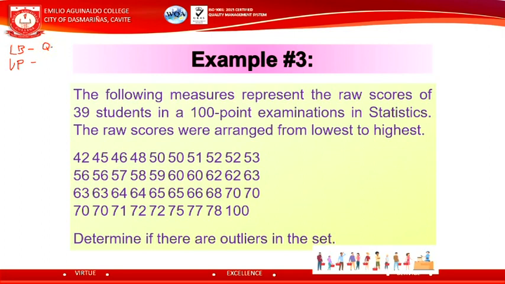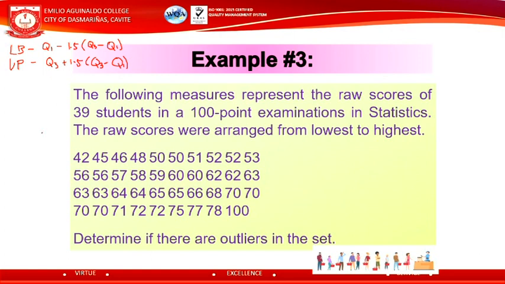For the lower boundary, we have the first quartile minus 1.5 of our IQR. Let me just expand the IQR. That is the third quartile minus the first quartile. Then for the upper boundary, we have the third quartile plus 1.5 of our IQR, which is equivalent to the third quartile minus the first quartile. So we have to look first for the third quartile and the first quartile before we proceed to the determination of the lower boundary and the upper boundary.